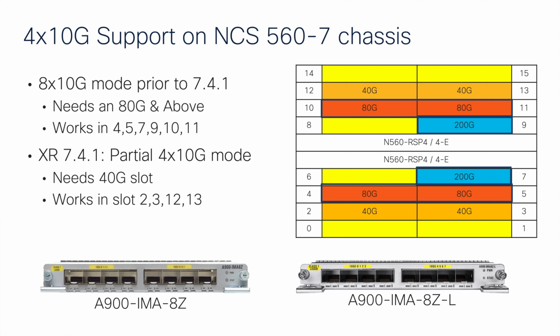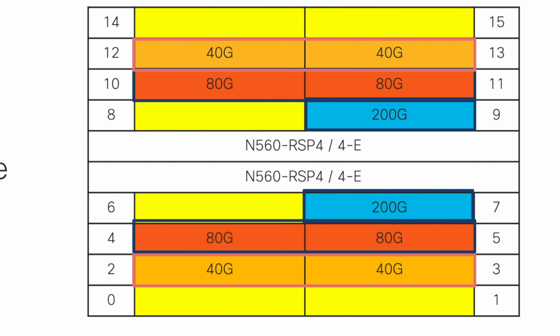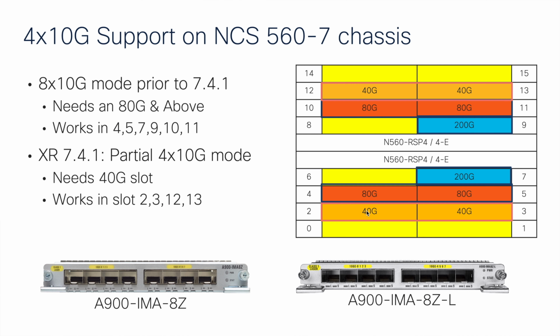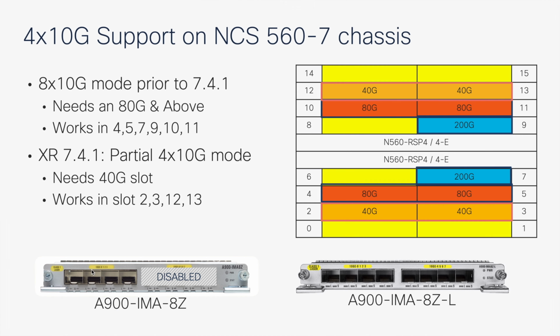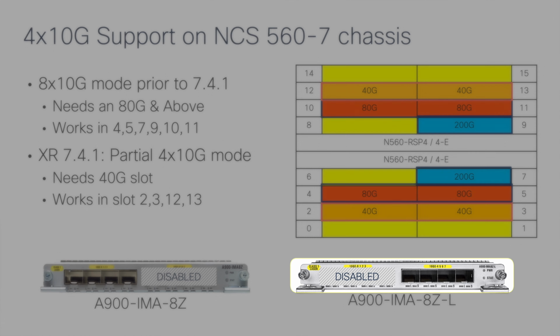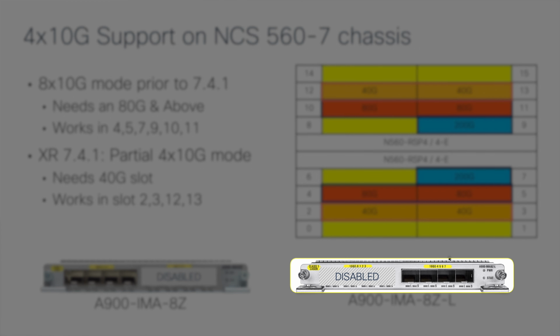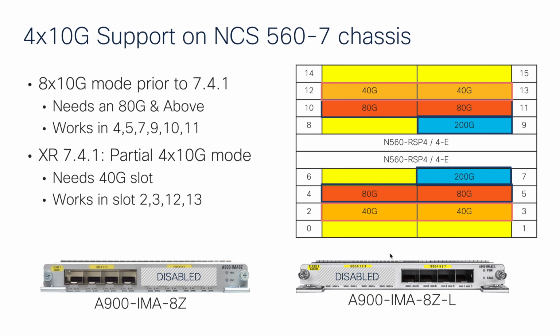That means only 4 ports of these IMAs will be available. Thus I can now host this IMA in 7.4.1 in slots 2, 3, 12 and 13 on the 560-7 chassis. So how will this work? For the IMA HZ, whenever I insert this interface module, let's say in slot 2, 3, 12 or 13, my upper half, port number 4 to 7, will be disabled, and I'll be left with port number 0 to 3 in 10 gig mode. That is a total of 4 ports of 10 gig, or 40 gig. For the IMA HZ-L, this is opposite. My lower half is disabled and I get port number 4 to port number 7 in 10 gig mode.